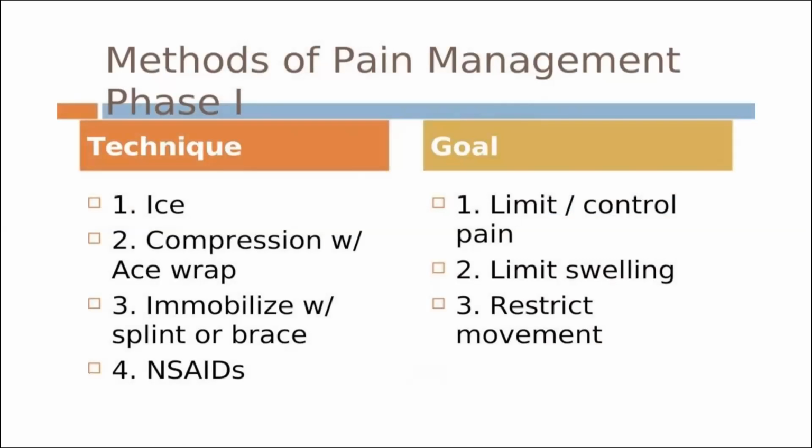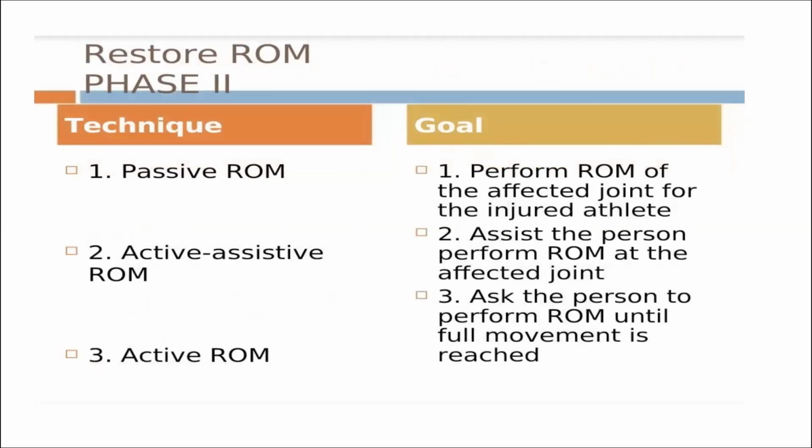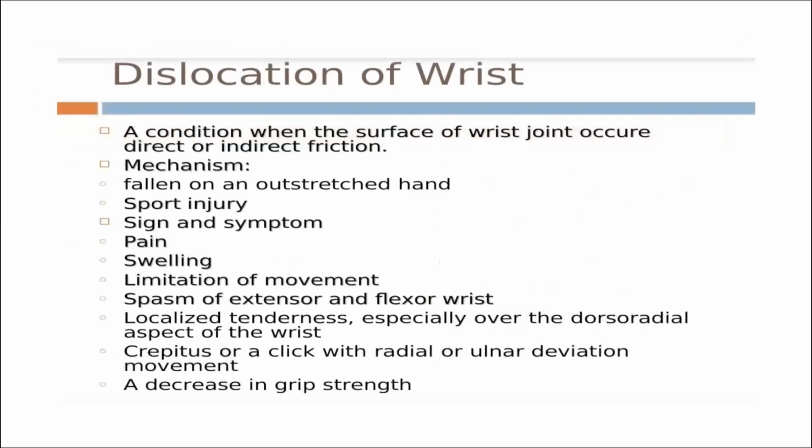So basically, as I told you, we have to give ice immediately after trauma, or compression, and immobilize in a splint or brace and give analgesics. These will limit the pain, limit the swelling, and restrict the movements. Afterwards, passive range of motion is started. Afterwards, active and active assisted range of motion are started. As you all know, fractures in the hand lead to a lot of stiffness, so physiotherapy is an important part of the treatment.